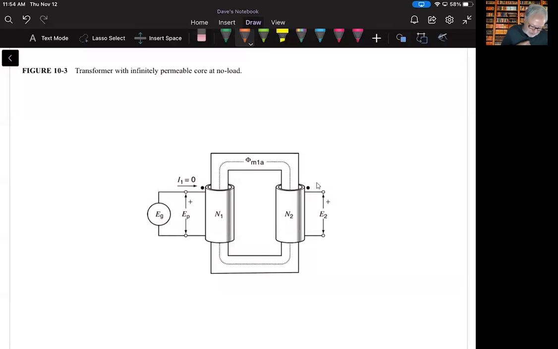So Wilde tells us to consider this transformer in figure 10.3, and its title is Transformer with Infinitely Permeable Core at No Load. What we're showing here is a source, E sub G, that's connected to the primary side, of course, and it's operating at no load. There's no load on the secondary side out here. And so the voltage across the primary, the induced voltage, this E sub P, sets up a mutual flux that he defines as this.